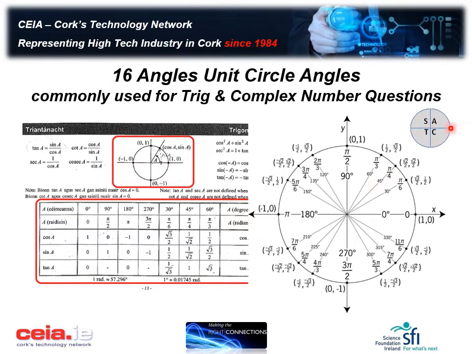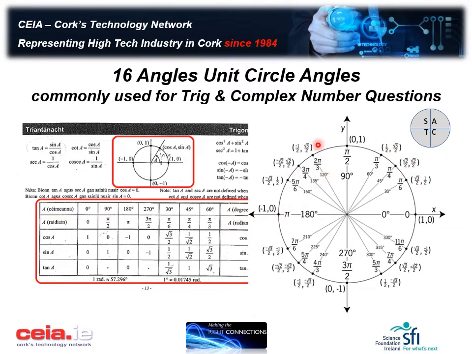So in this quadrant, both cosine and sine are positive. In this quadrant, only sine is positive. In this quadrant, both cosine and sine are negative, and in this quadrant, just cosine is positive.